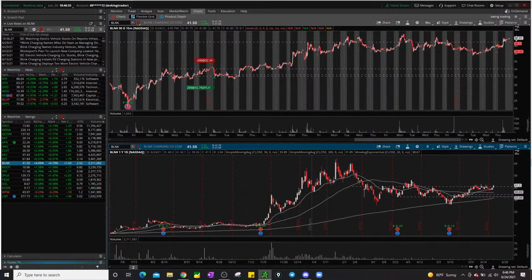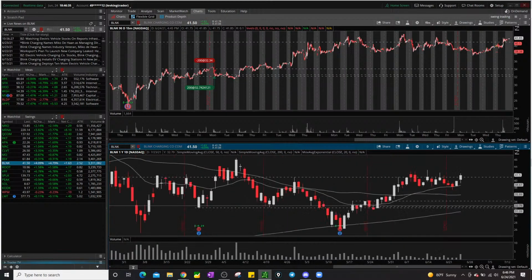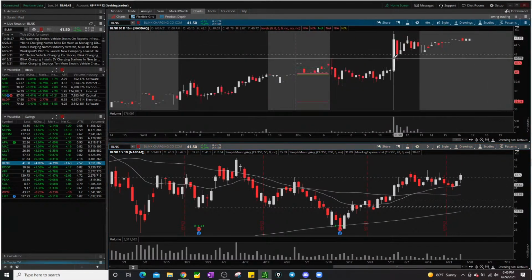Blink. This was the level from the past right here. We're now breaking above this level. Look at this. Nice consolidation above the level. I would watch this for the breakout higher tomorrow, guys.